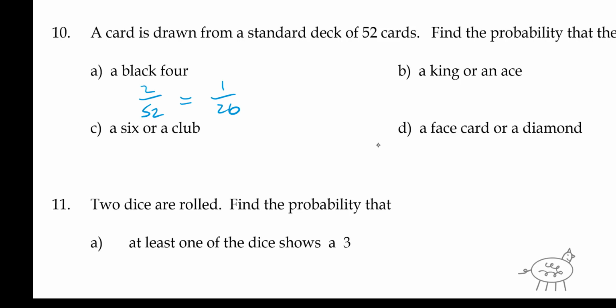So these are independent because there's no king ace. So it's 4 out of 52 plus 4 out of 52. No overlap because they're independent. That gives you 8 out of 52, or 2/13.